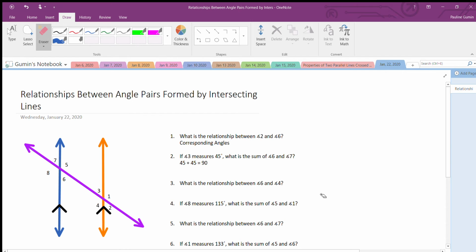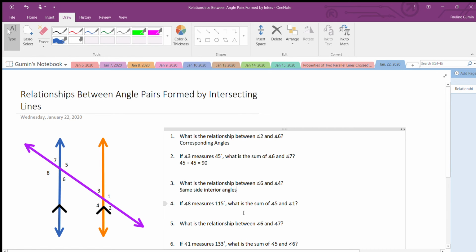Okay. Number 3. Let's look at the relationship between angles 6 and 4. They are on different intersections, but they do happen to both be inside of my parallel lines. They're in between them. Not only are they inside of my parallel lines, they're on the same side of my transversal. So that means that I can call these same side interior angles. They're on the same side and they're inside.